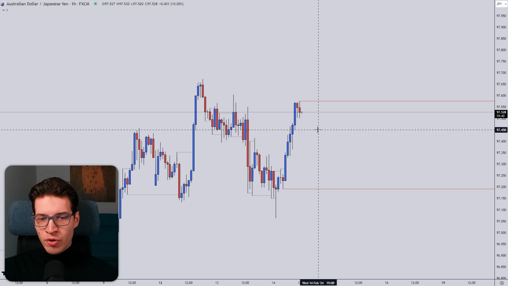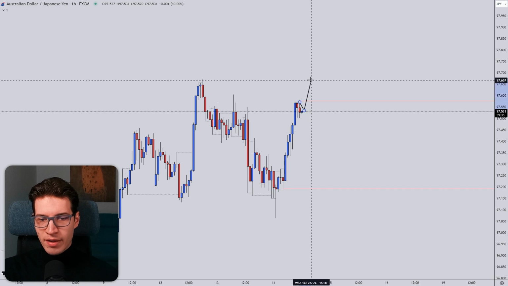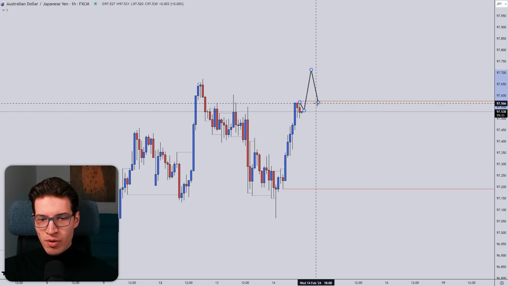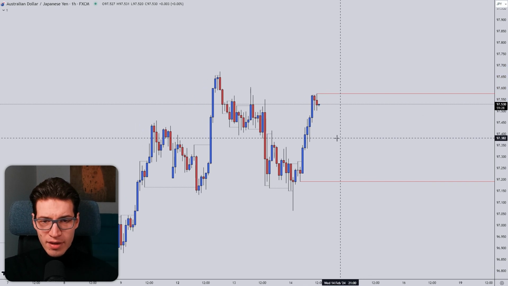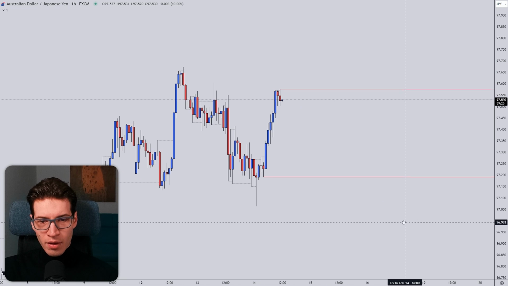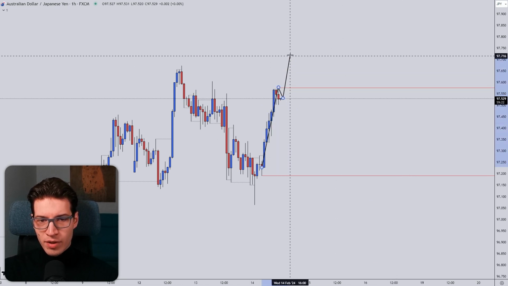So I'm going to be a bit more careful, but I would like to see a small pullback, push up, and then a retest of the most recent high. That would be a play that I would be interested in taking. What can also happen? Maybe price will continue up with much more momentum.